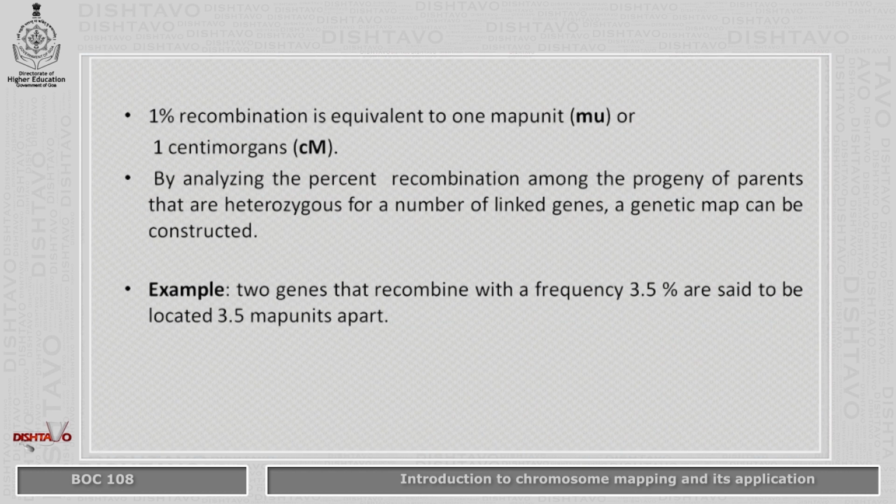1% recombination is equivalent to 1 map unit. We also call it 1 centimorgan. Map unit is abbreviated as MU, whereas centimorgan is represented as cM. By analyzing the percent recombination among the progeny of parents that are heterozygous for a number of linked genes, a genetic map can be constructed. For example, two genes that recombine with a frequency of 3.5% are said to be located 3.5 map units apart.